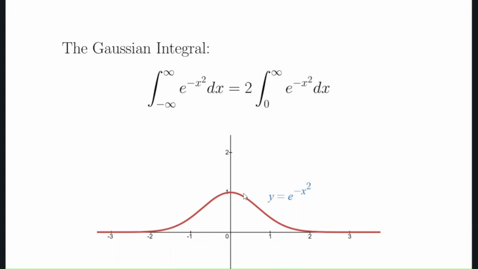But the graph of e to the negative x squared is this bell curve type shape. And the question is, what is the total area under this curve from negative infinity to infinity? Now it's going to turn out that the total area under the curve is the square root of pi. So let's show why that's the case.